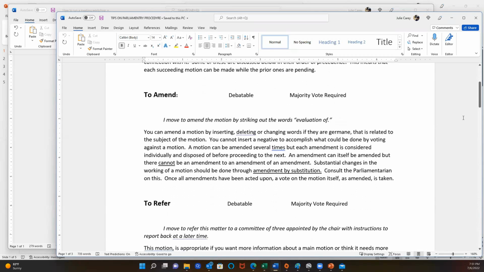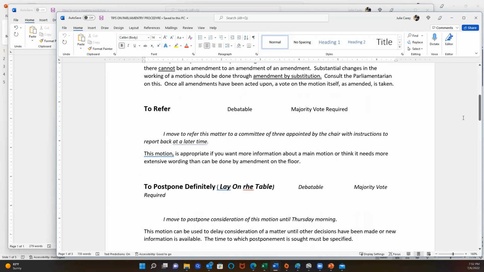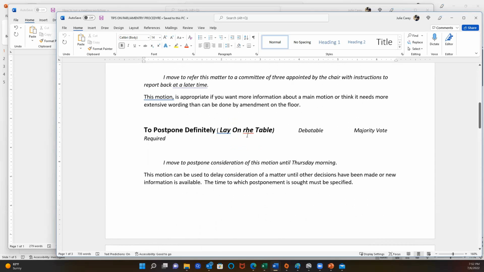To postpone definitely again. Okay, to refer, what's the next? Okay, well, refer is you want to refer it to committee. That's debatable. Here we go. To postpone definitely. Cross off, lay on the table.